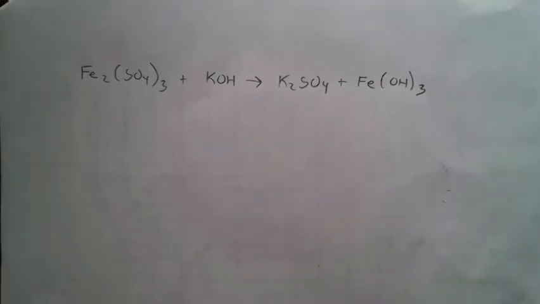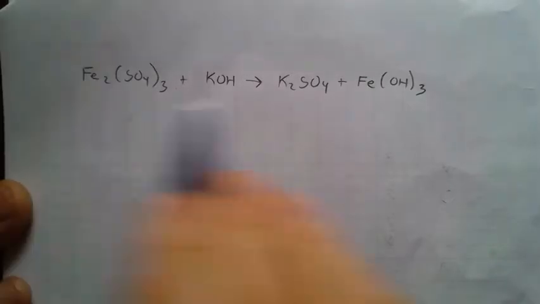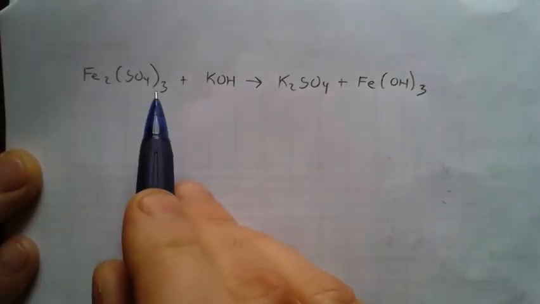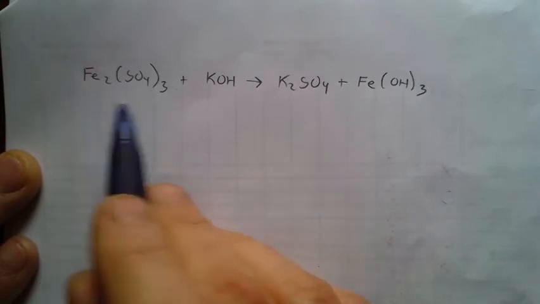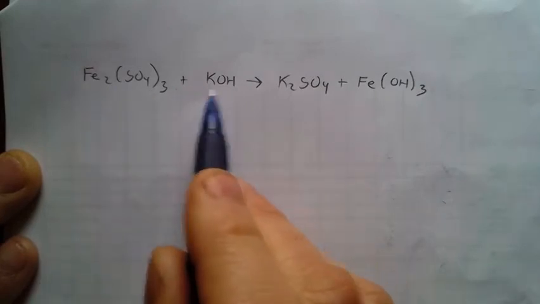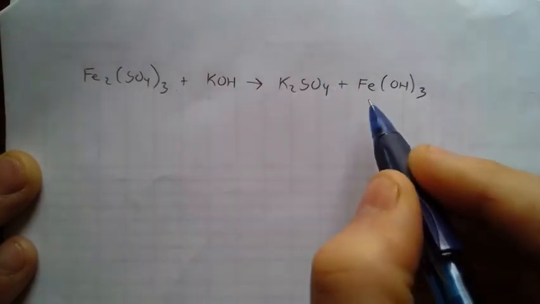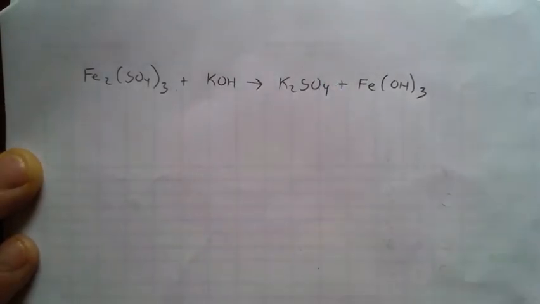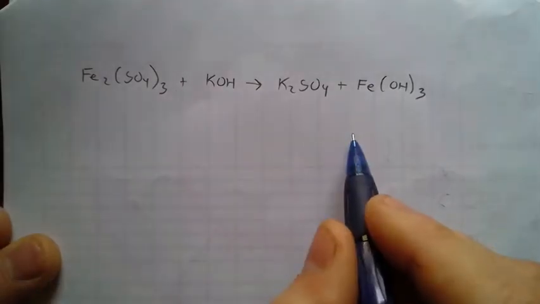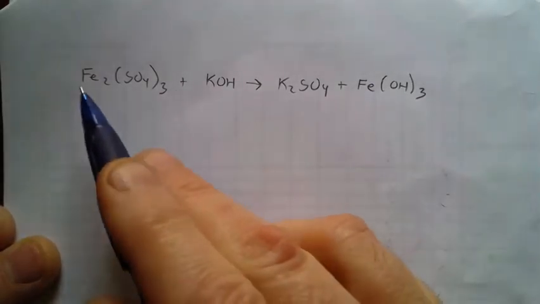And now I'd like to show you a couple more samples that you're going to be coming across, things that might be a little bit challenging and perhaps give you guys a shortcut or two. So in this example, we have iron sulfate, specifically iron 3 sulfate, reacting with potassium hydroxide to produce potassium sulfate and iron 3 hydroxide.